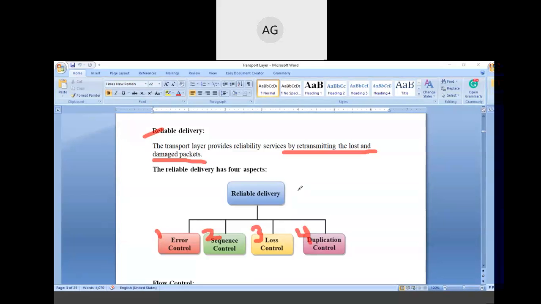In the case of reliable delivery from the sender to the receiver, these four aspects must be taken into account: the message sent from the sender to the receiver must be delivered without any error. It must reach the receiver with sequence control. There will be no loss of data, and duplication of messages will not be allowed. So these are the four aspects related to the reliable delivery of messages from the sender to the receiver. This service is provided by the transport layer.